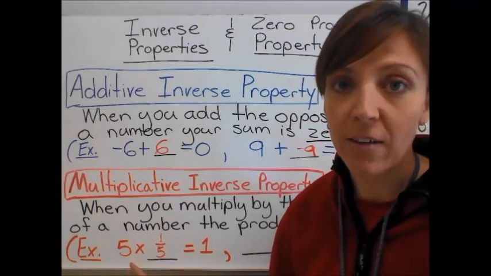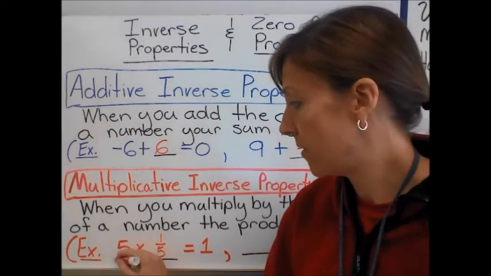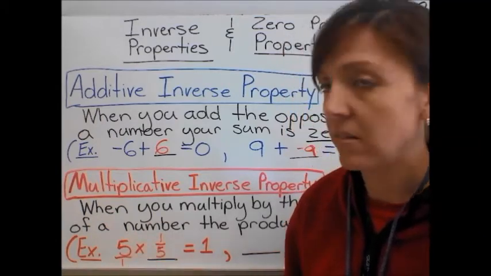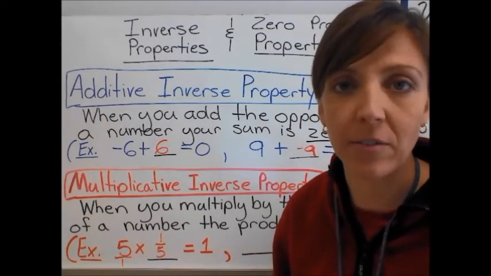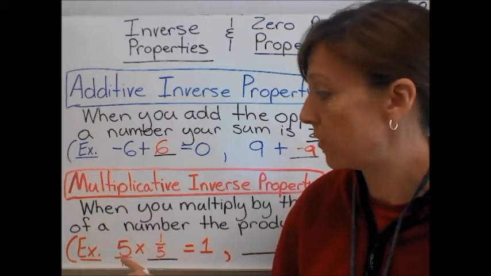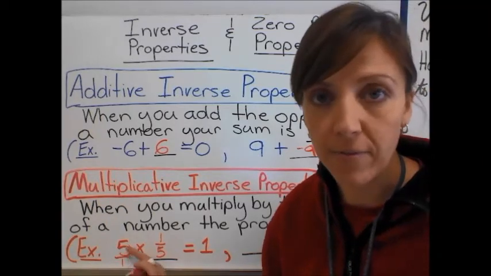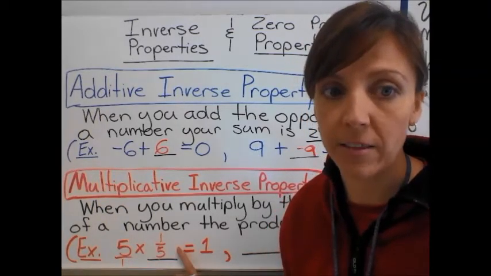1/5 is 5 flipped. 5 can be written as 5 over top of 1. It's still 5. It's still a whole number. 5 divided by 1 is 5. Well, how do you flip 5 over 1? You change it to 1/5.